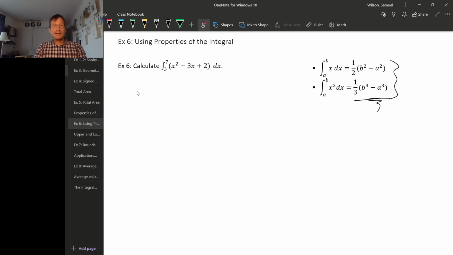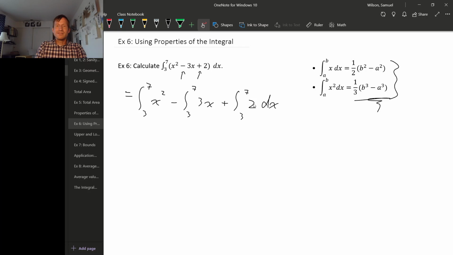So let's go ahead and calculate this integral. Now the integrand is made up of a sum of terms, and so we can distribute the integral across all of the sums. So we get the integral from 3 to 7 of x squared minus the integral from 3 to 7 of 3x plus the integral from 3 to 7 of 2. And I've forgotten some dx's. Don't forget your dx's.